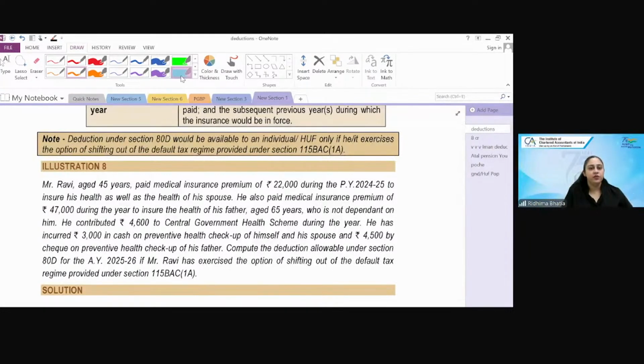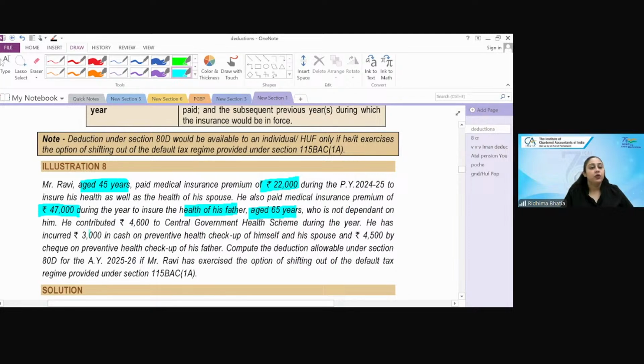Now do a question for Mr. Ravi. He's age 45 years. Age mark karna is very important. Paid medical insurance premium of 22,000 during the year to ensure his health as well as health of his spouse. Okay. He also paid medical insurance premium of 47,000 during the year for the father who is age 65, who is not dependent on him.